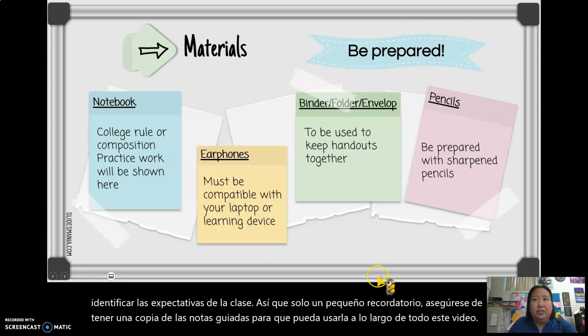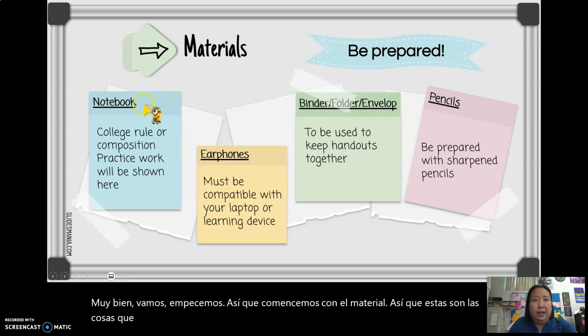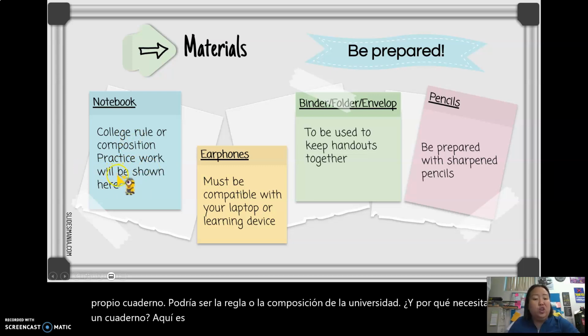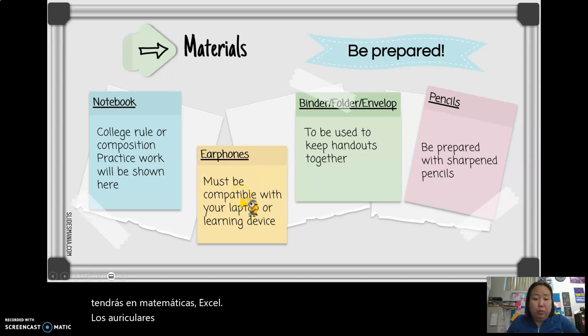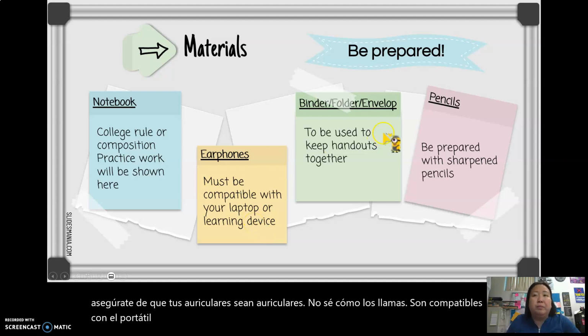All right, let's start. Let's begin with the materials. These are the things that you definitely need during class time. You should have your own notebook. It could be college rule or composition. And why do you need a notebook? This is where you will be doing or showing your work on the practices that you will have on Math Excel. Earphones are a must. Why? Because you will be watching video lessons. So make sure that your earphones, headphones, I don't know how you call them, are compatible with the laptop or the learning device that you are using.